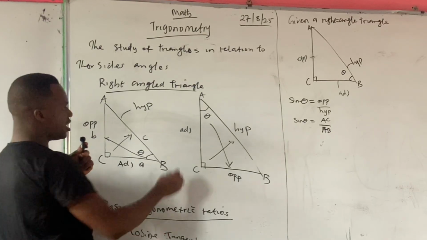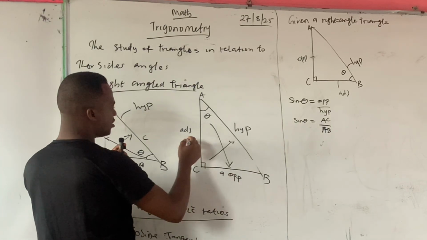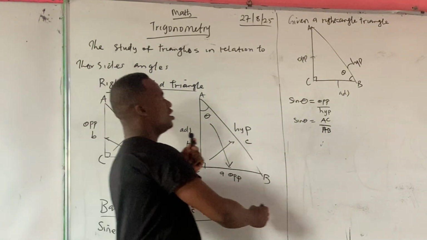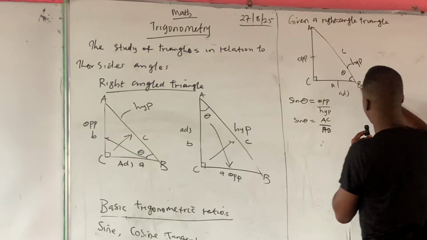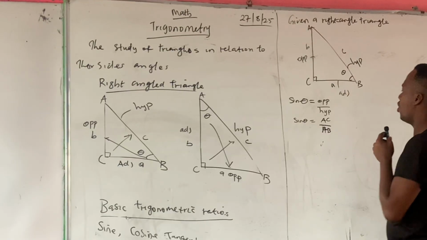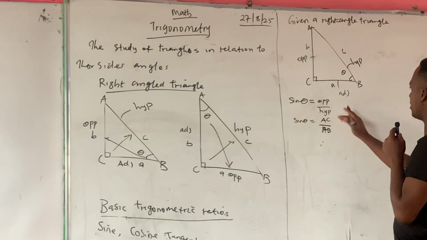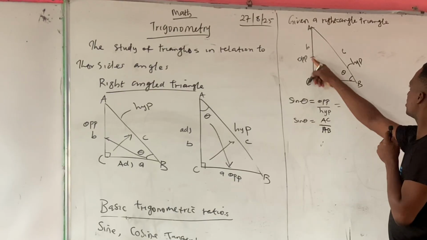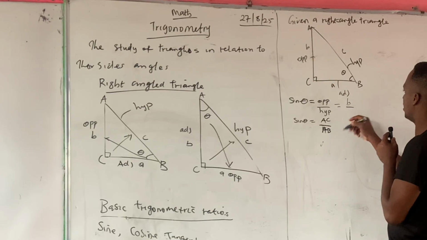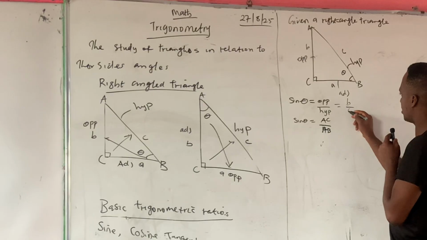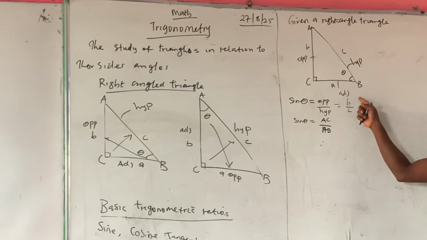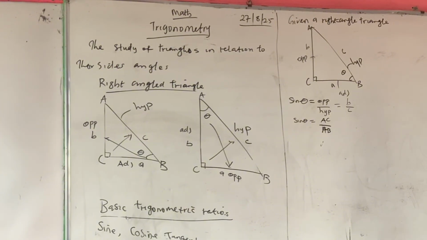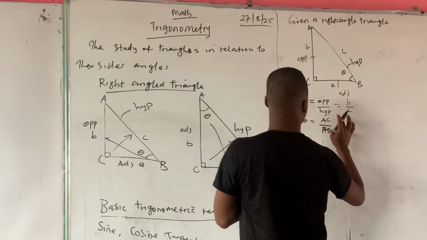If we do that same thing here, we're going to have here A, here is B, and here is going to be C. If we do the same thing here, we're going to have C, here is A, so here is going to be a, here is B, so here is going to be b. Which means if we define this sine theta in terms of letters, opposite is small letter b, and hypotenuse is small letter c. So we can say sine theta is b over c. But we don't define it as b over c. It depends on the labeling of the triangle. So the definition is opposite over hypotenuse.